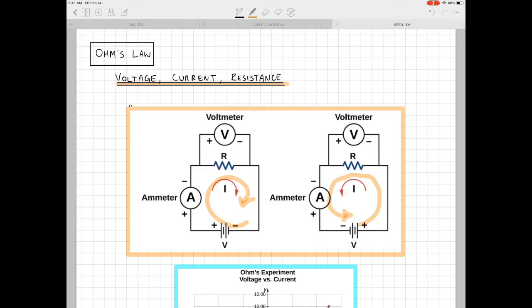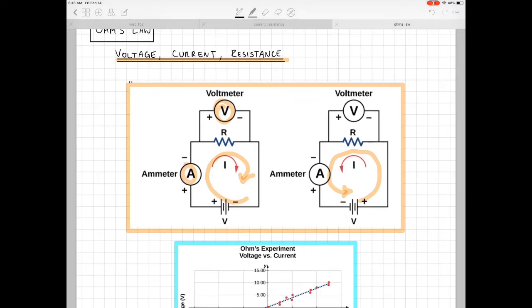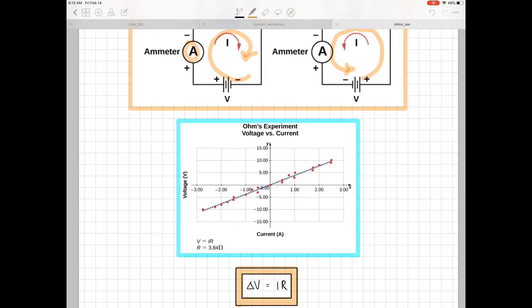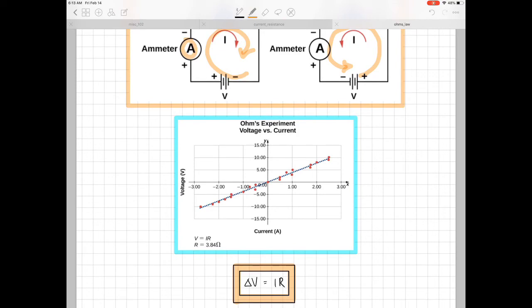And what he did was, essentially with his power supply, he was able to vary the voltage difference across the terminals of the battery, and he just measured the current that was flowing in the circuit using the ammeter reading, and he measured the voltage difference across the resistor as he was varying the battery, the power supply. And so when he did that, he got essentially this data here.